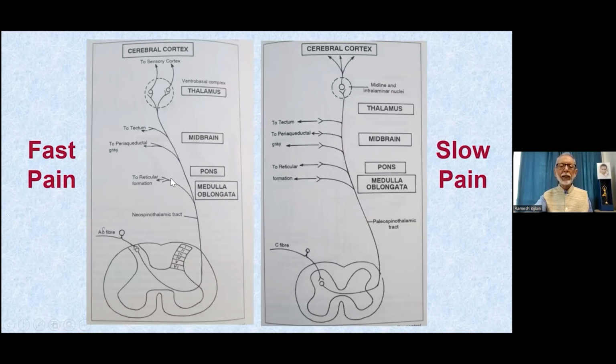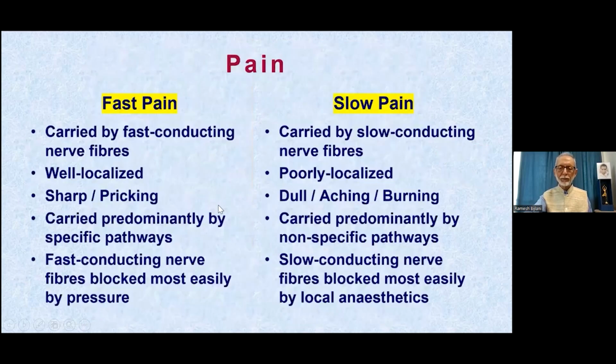And on the way, it is giving some projections to different areas which are concerned with reflexes that take place in response to the pain, and emotional responses in response to the pain, and from the thalamus, it finally goes to the sensory cortex. So much of the projection of the fast pain is specific in nature, going to the primary sensory area and then from there to the association areas.